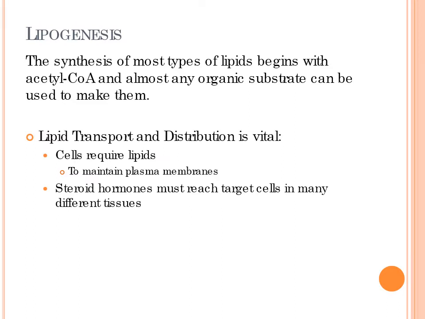Lipogenesis is the process of forming fats. So it begins with acetyl-CoA, and almost any organic substrate can be used to form fats. That's great if you want to store fat, but it's also challenging if you don't want to store as much fat as you tend to store. All of our cells require lipids. They maintain the plasma membranes. Our plasma membranes are phospholipid bilayers, and so every plasma membrane in your body has integral fats in them. And then steroid hormones are fat soluble, and so they have to diffuse through fat in order to reach inside their target cells and affect the target cells in the way that they are meant to.